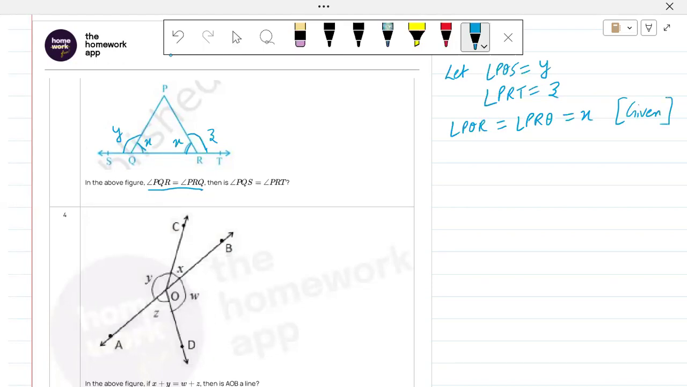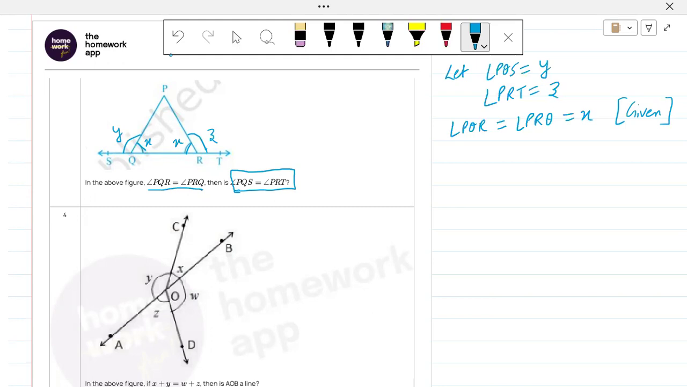Now what you need to find out? You need to show in this question that PQS is equal to PRT. You have to prove this, that angle PQS is equal to PRT. That means you have to prove that angle Y is equal to angle Z. Now what is the process to prove this thing? There is a process to prove this thing.